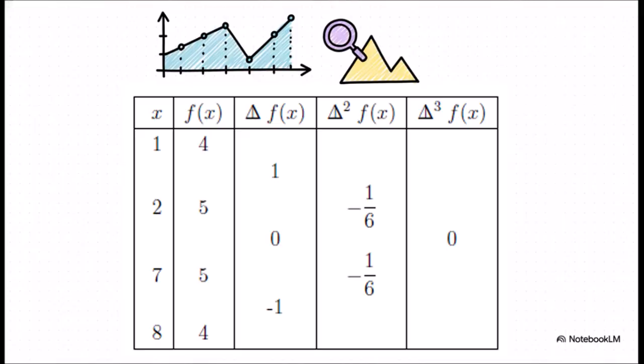So let's look at another set of data. And this time, notice the points are unevenly spaced. We've got values at x equals 1, then 2, then we jump all the way to 7, and then 8. You can see the function goes up, and then it comes back down. So somewhere in the middle there has to be a peak.